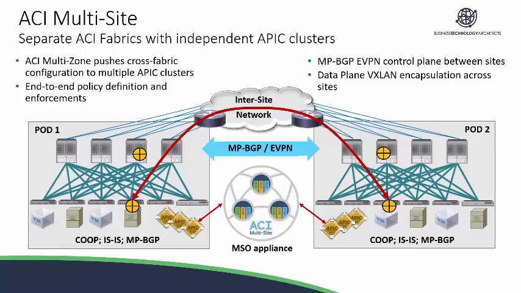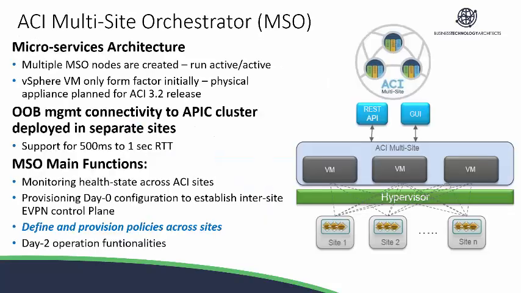ACI multi-site is separate fabrics with independent APIC clusters connected via a layer 3 inter-site network. And the ACI multi-site orchestrator provides a microservices architecture for MSO nodes. They're created and they run active-active. It's a vSphere VM-only form factor initially, with the physical appliance planned for ACI 3.2 and in 4 and 4.1. OOB management connectivity to the APIC clusters deployed in separate sites, so it can do 500 milliseconds to 1 second round trip time.